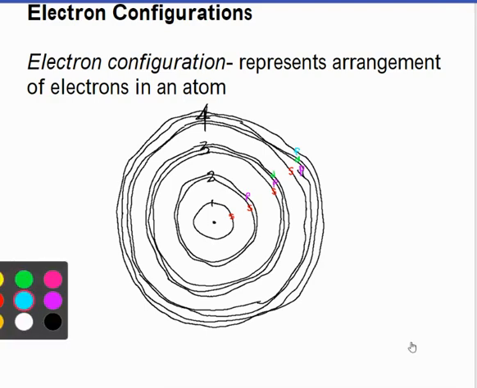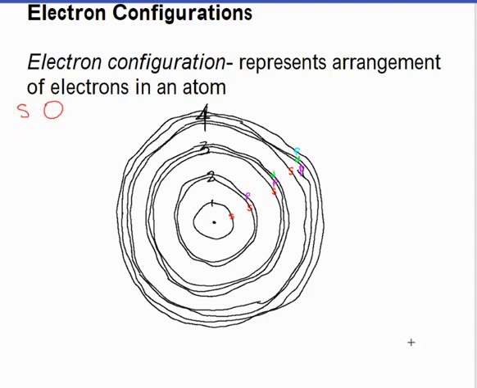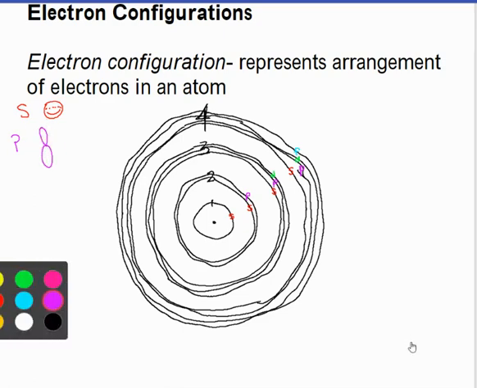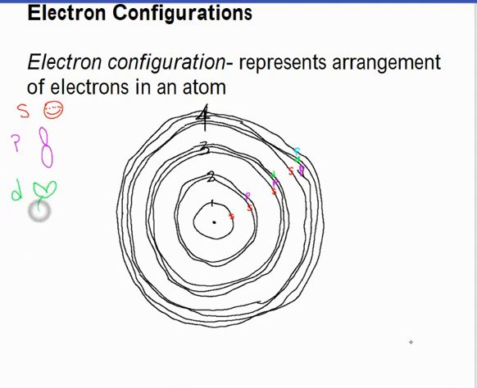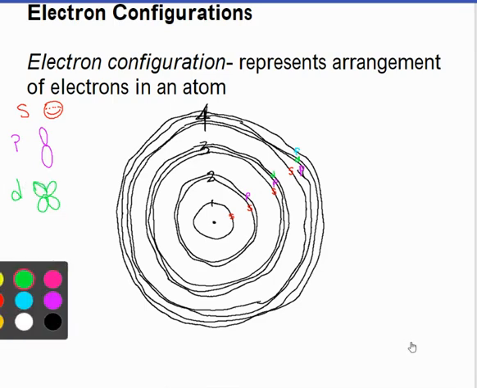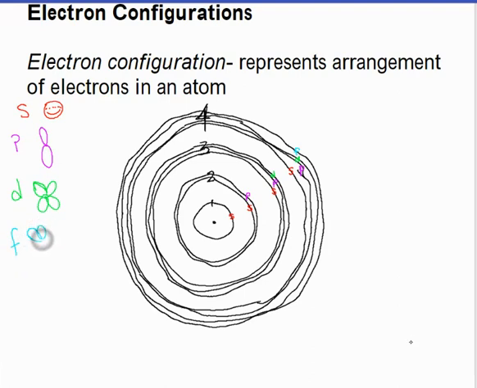And in fact, let's draw those again. So we had S was a spherical shape. Okay, pretend that's a three-dimensional sphere. We had P, which looks like a figure 8, and there are three different orientations of these. And then we have D, which has 4 equivalent lobes, kind of like that. And last but not least, we have F, which has a crazy shape to it, something like this. There's actually a bunch of different ones.